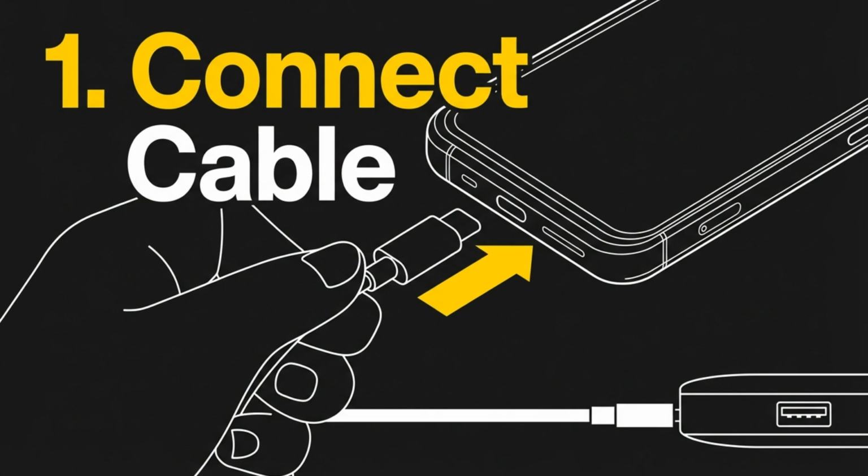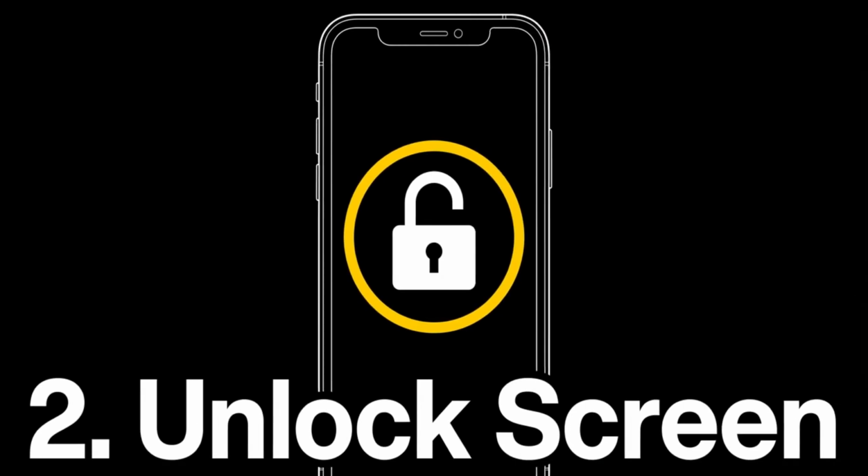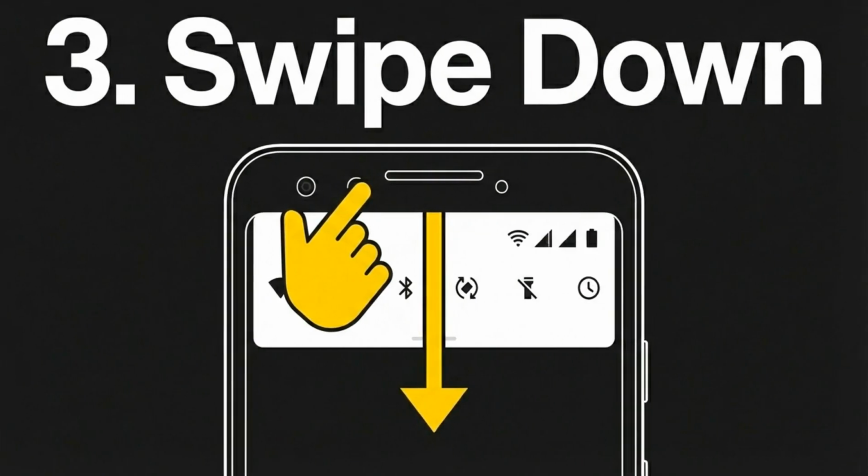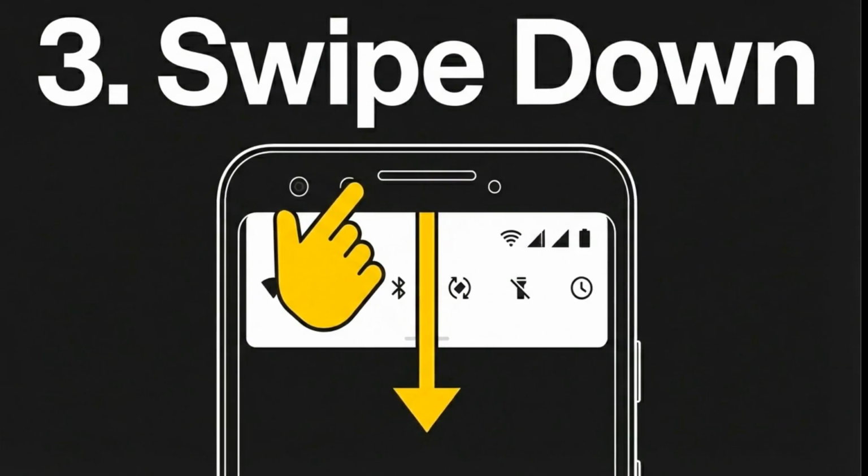Step 1 for the wired method is to connect your Android phone to the laptop using a USB data cable. Next, unlock your phone screen so the laptop can access the device's storage. Step 3 is to swipe down from the top of your phone screen to open the notification panel.